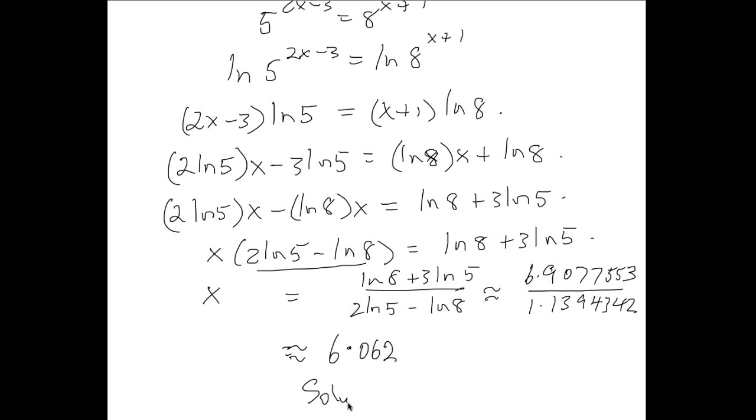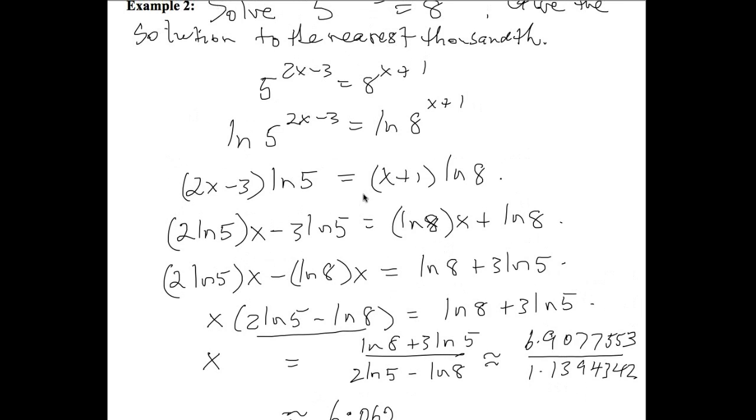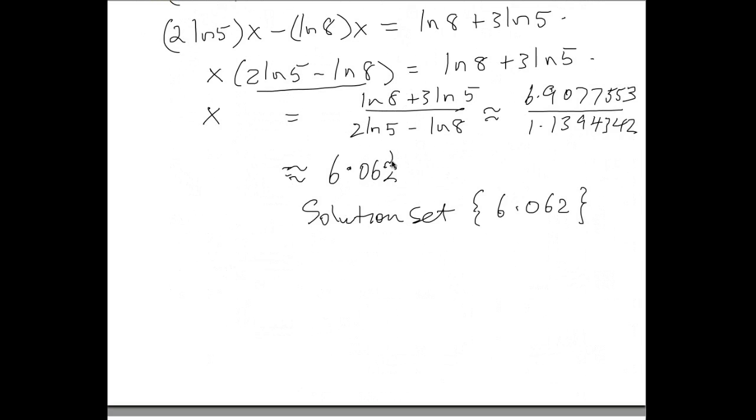So our solution set is 6.062. Right, so that's how we do that particular type. So a little bit more involved because we have x's on both sides. Right, let's look at example 3.